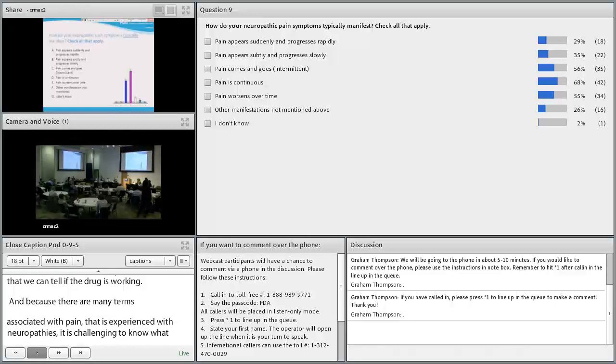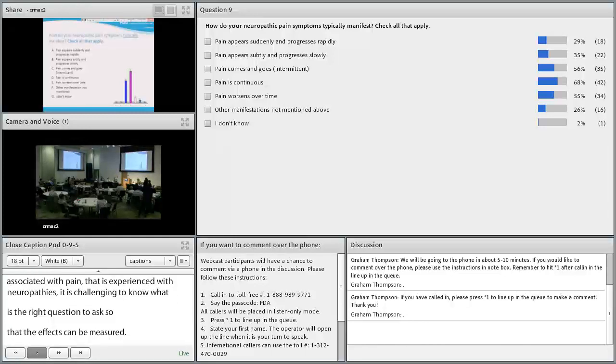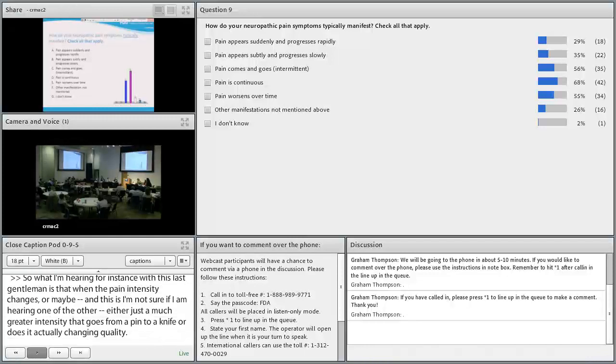So what I'm hearing, for instance, from this last gentleman is that when the pain intensity changes, I'm not sure if I'm hearing one or the other: either just a much greater intensity that goes from a pin to a knife, or does it actually change in quality? I think what's important is hearing that kind of feedback.